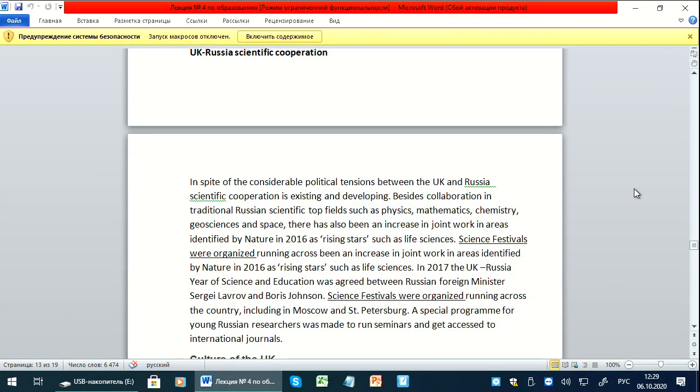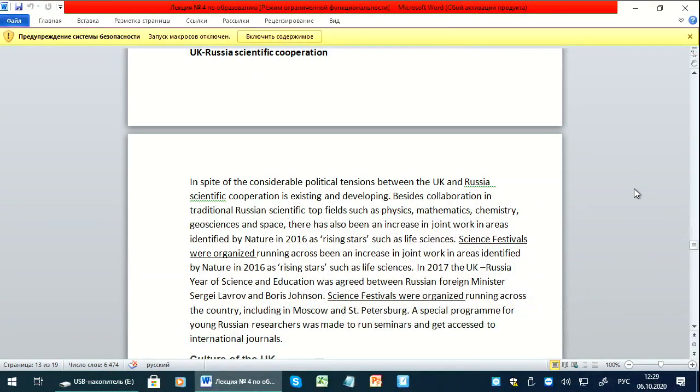in areas identified by Nature in 2016 as rising stars, such as life sciences. I'm repeating this sentence.